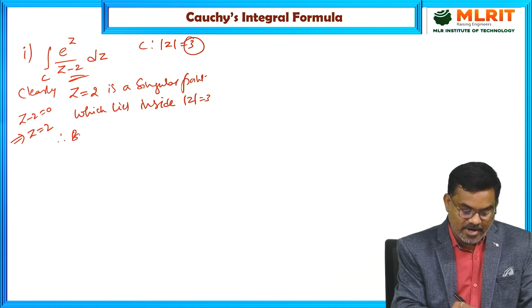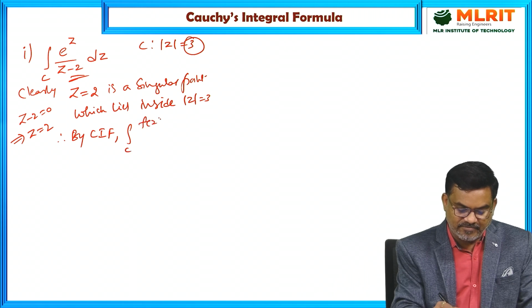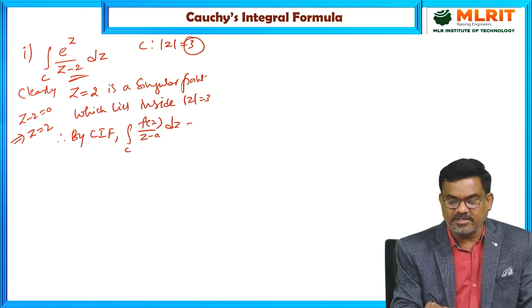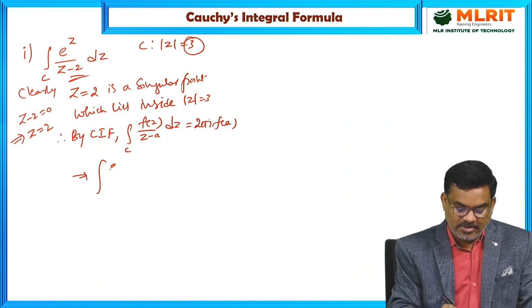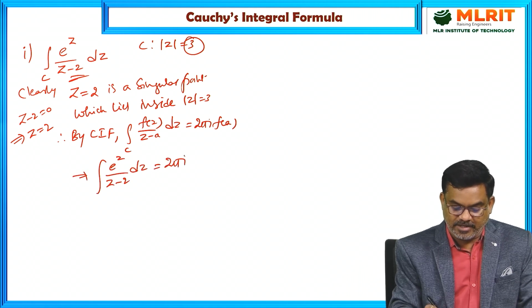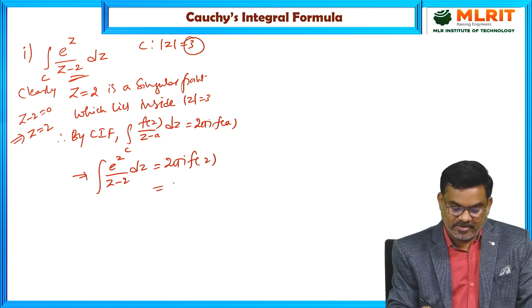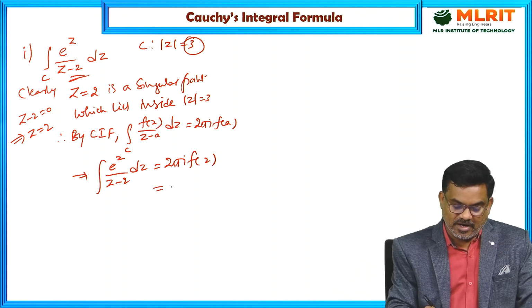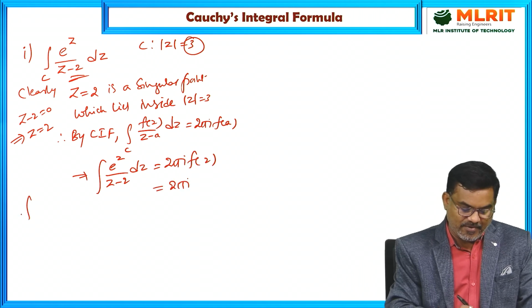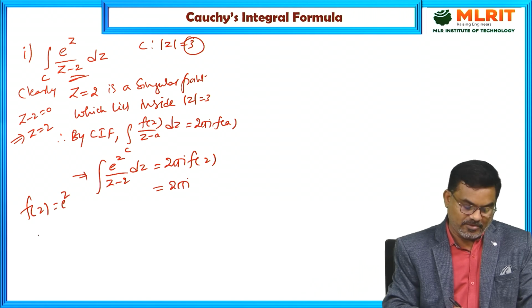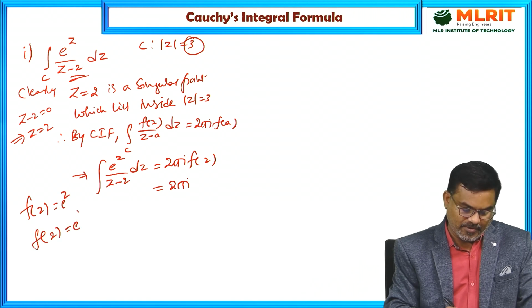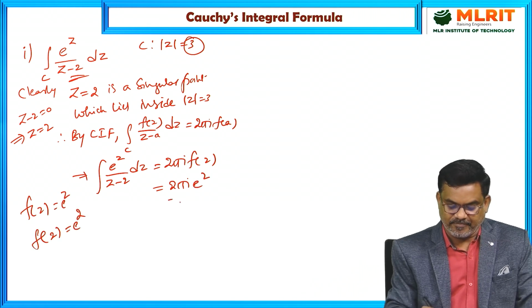Therefore, by Cauchy's integral formula, the line integral of f(z)/(z - a) dz is 2πi times f(a). So, the integral of e^z/(z - 2) dz is 2πi times f(2), with z equal to 2, and f(z) is e^z. So, put z equal to 2, we get e^2, e squared.